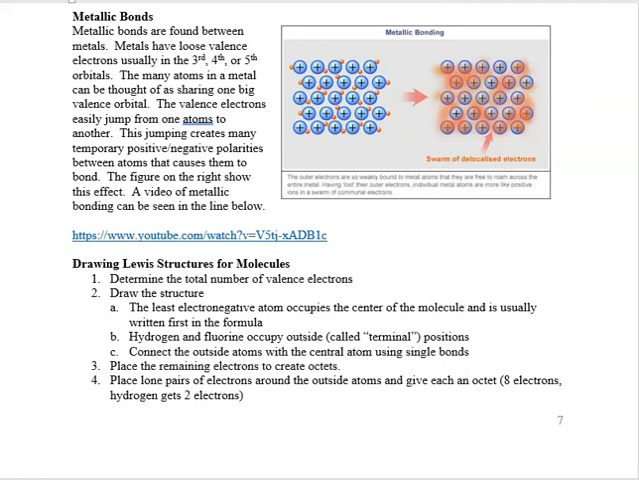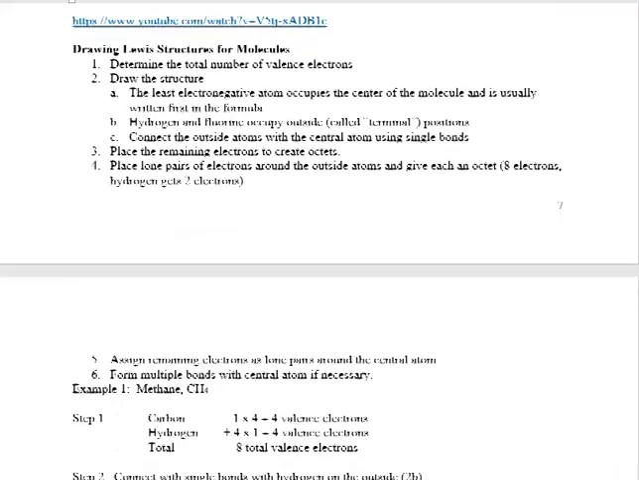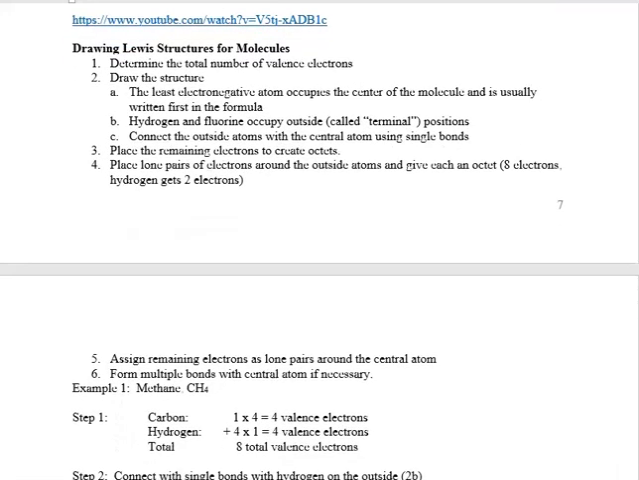Okay, the next concept is really important, and we're going to use it a lot. It's how do you draw Lewis structures for molecules. Now, the rules may not make total sense at first, but when you see it done and you practice it about 4 or 5 times, they'll make sense.